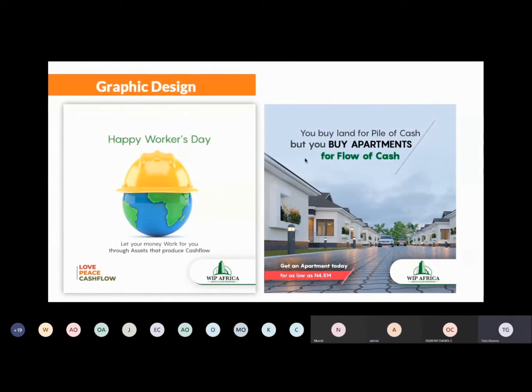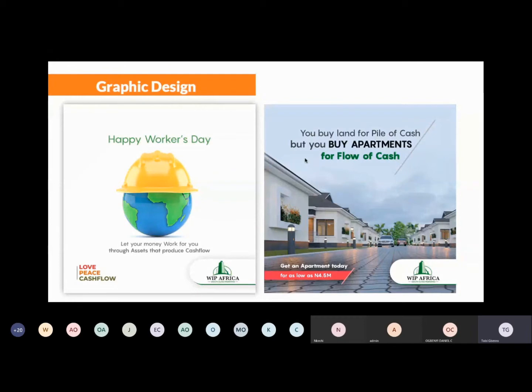All right, good. So now I'm going to dissect these two designs for us to see what exactly I mean by conveying an idea. The one on your left says, Happy Workers' Day. Let your money work for you through assets that produce cash flow. Now, this particular company, right?